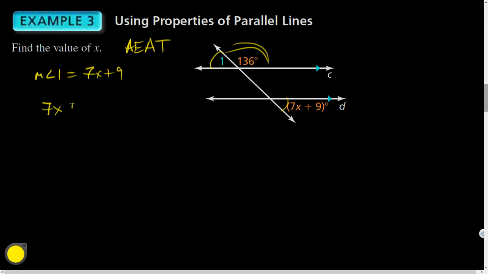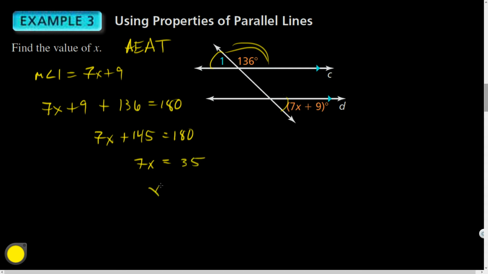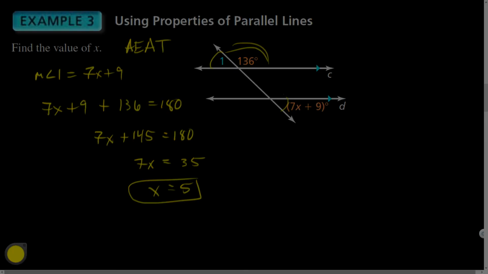All right, so 7x plus 9 plus 136 is equal to 180, and then a little bit of algebra. That 135? Nope. 35, and x is equal to 5. And they just wanted the value of x, so we're good enough with that. Be always vigilant as to whether or not they're asking you anything here.